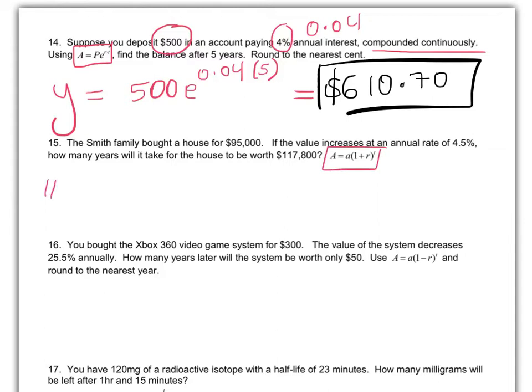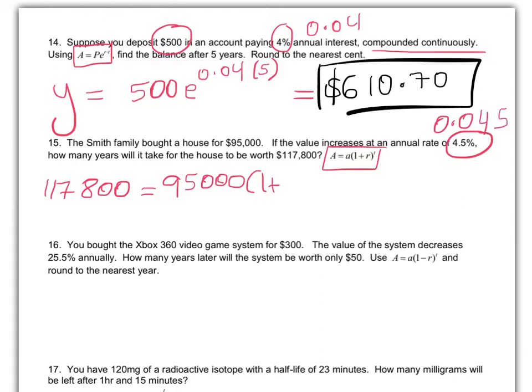So the final amount, it's 117,800, equals the initial amount, which is 95,000, times 1 plus the interest. So you have to change this into a decimal. Some of you will tell me it is decimal, but it's 4.5%, which means 4.5 over 100. It means you need to move the decimal to the left twice. So 0.045, to the power T or X, and this is what you need.